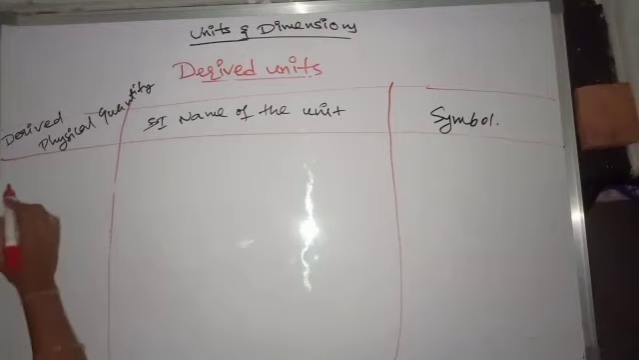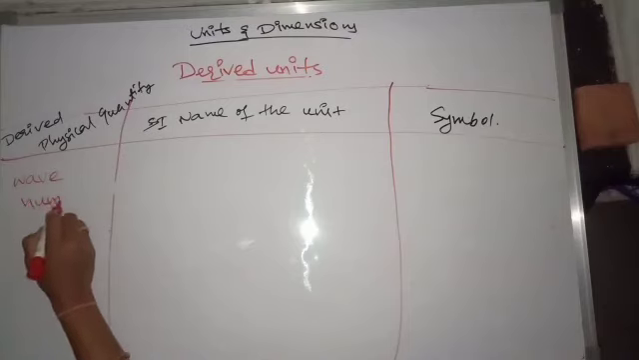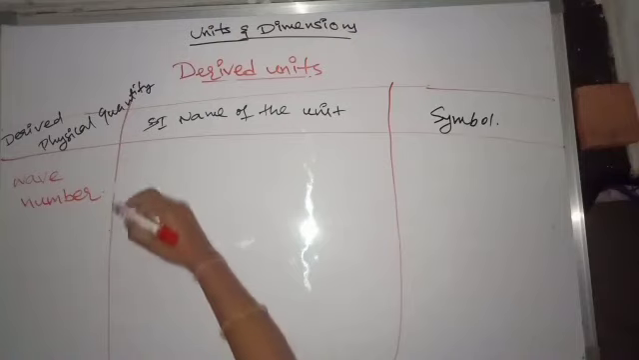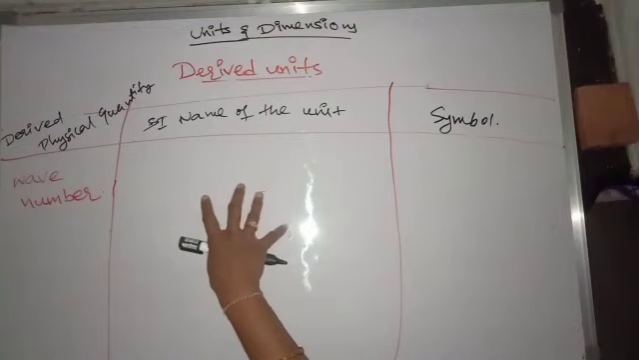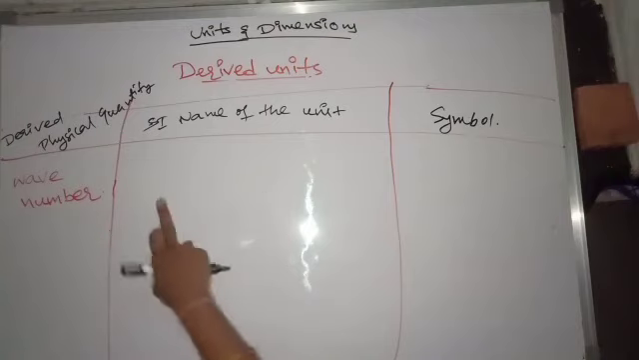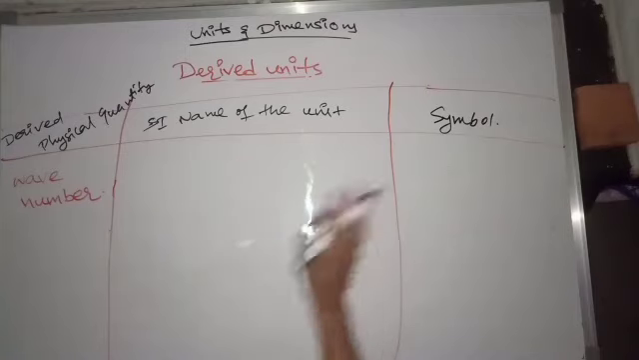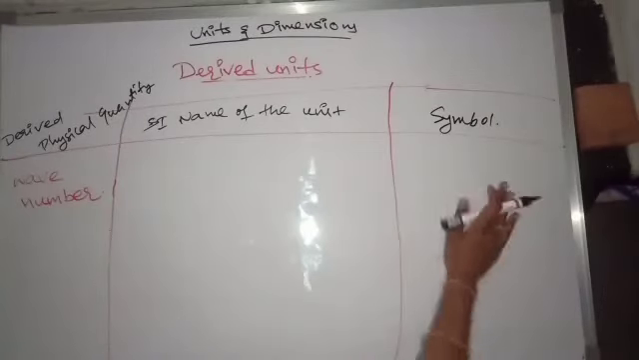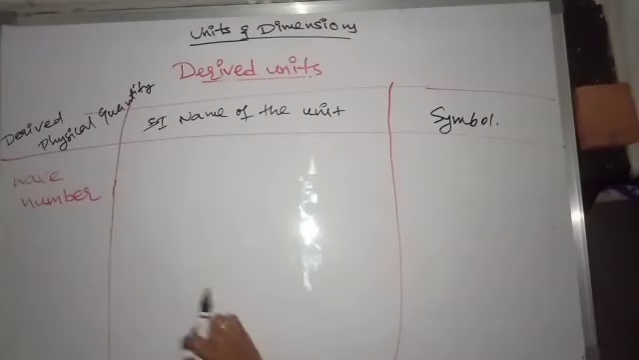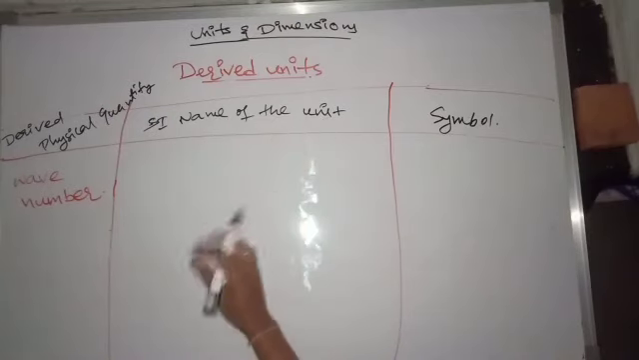And one more is wave number. You just go through these definitions. For learning about units, you have to know the definitions of these physical quantities, so that it will be easier for writing the name of the unit and the symbols. Without knowing the definition, you can't write the name of the unit and the symbols. If you don't know, using these units, you can also derive.